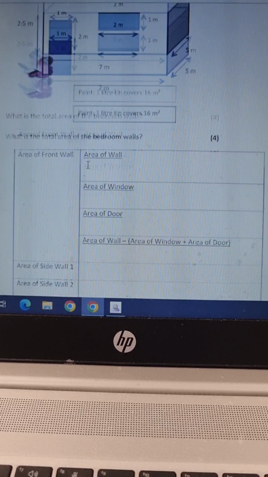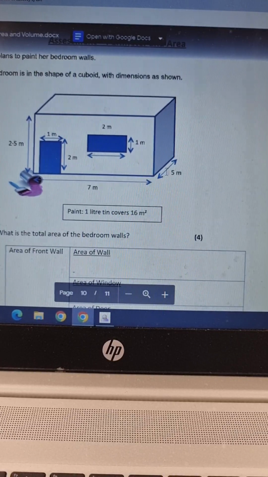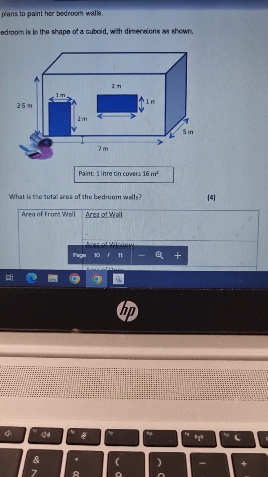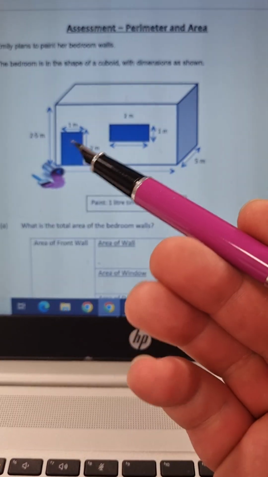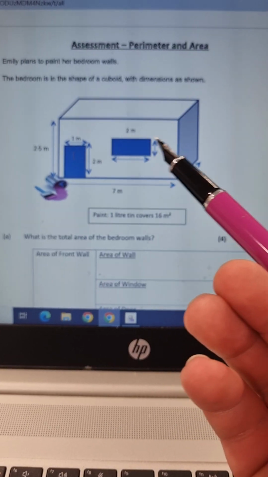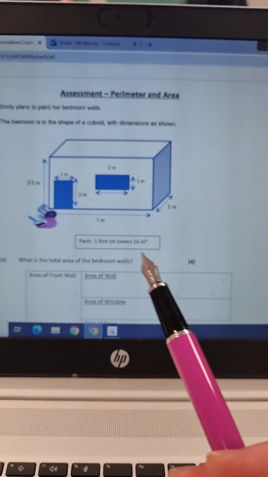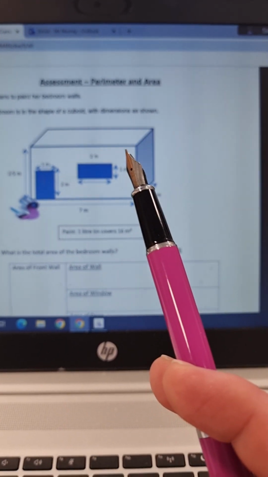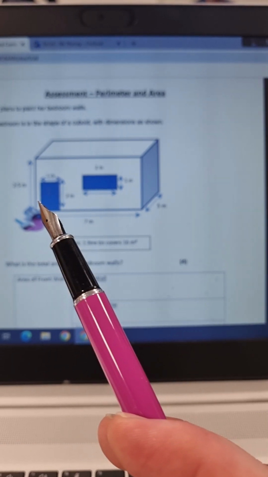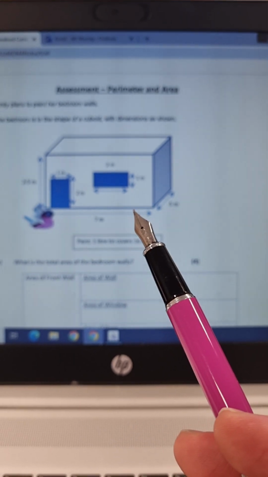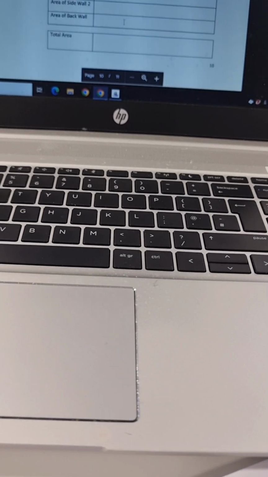And then we just do that for the rest of them. The area of the side wall, which should be 7 times 5. The area of the other wall here, so this one we can't see here. This one here, and that's again just going to be 7 times 5. And the area of the back wall, which is, so not 7 times 5, sorry. It's going to be 5 times 2.5 for this wall. And for this wall here, it's going to be 5 times 2.5. And then we're going to do the back wall, which is going to be 7 times 2.5. You then add all the walls up and get your total area.